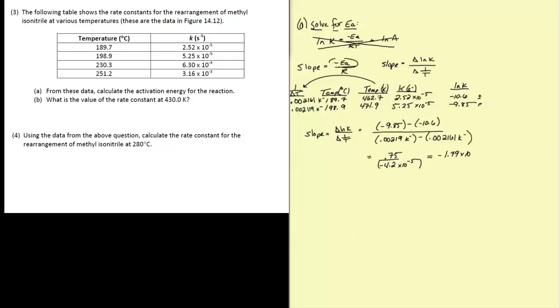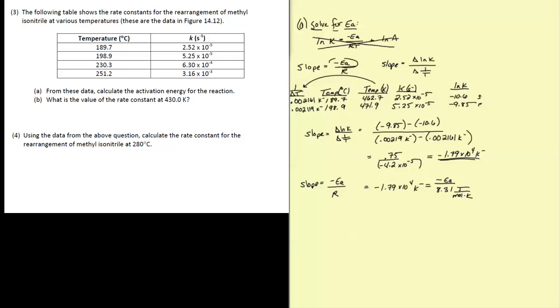Okay, so your slope is negative 1.79 times 10 to the fourth per Kelvin. Now what we do is we take slope is equal to the negative activation energy over the gas law constant. The R value, remember there are a couple different R values, but since we're dealing with activation energy, we need to deal with it in terms of joules. Now this value of R should be 8.31 joules per mole Kelvin.